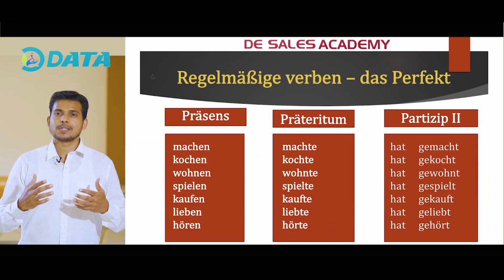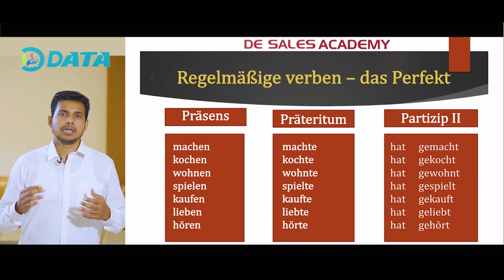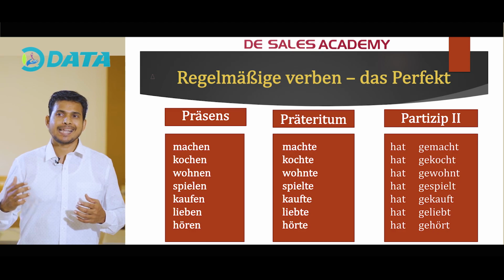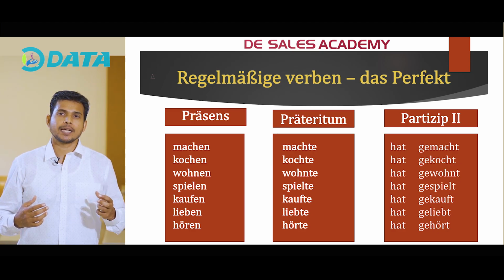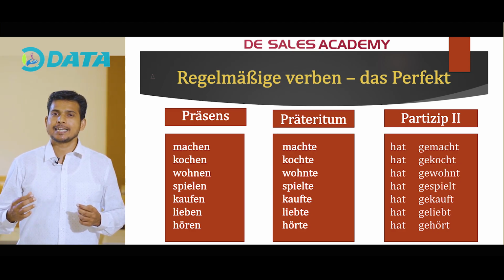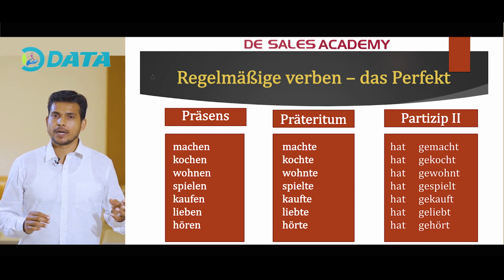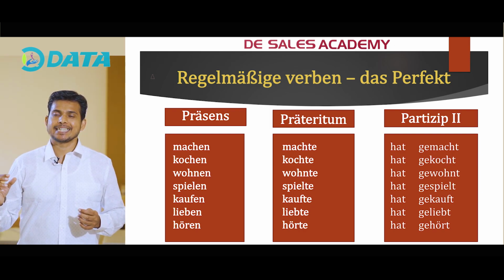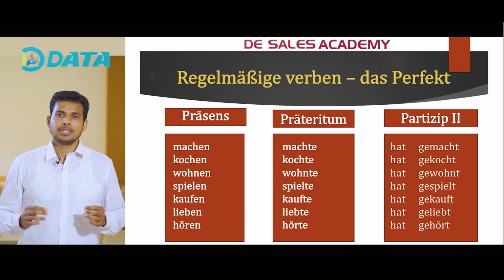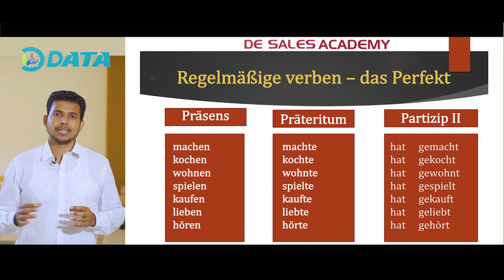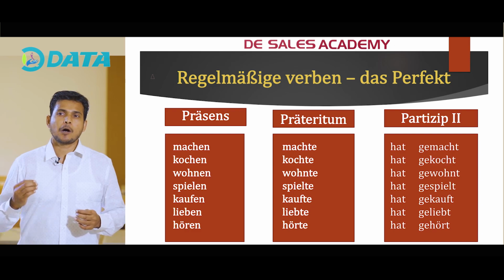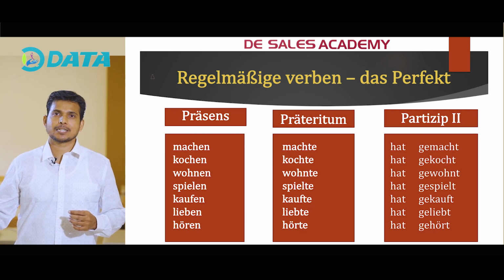Some of the verbs that we have discussed are: machen, machte, hat gemacht; kochen, kochte, hat gekocht; wohnen, wohnte, hat gewohnt; spielen, spielte, hat gespielt; kaufen, kaufte, hat gekauft; lieben, liebte, hat geliebt; hören, hörte und hat gehört.